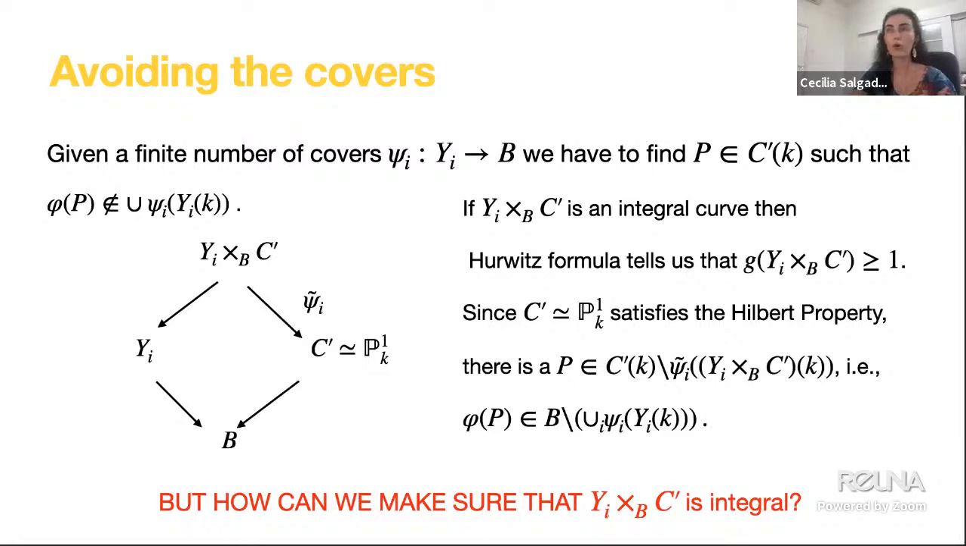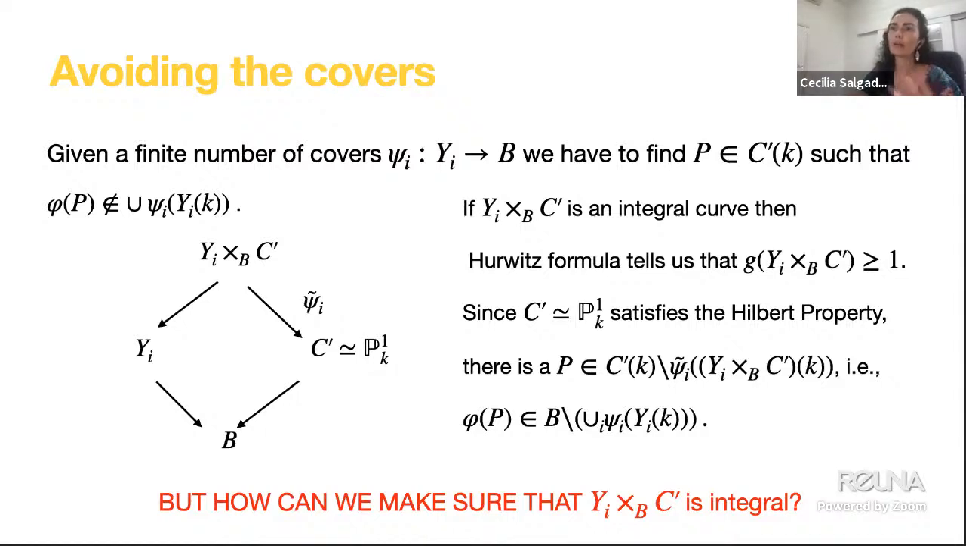Okay, so to avoid the covers, I somehow changed the map. I call it C now. So I have psi, the maps from Y_i to B, and I have to find a point P in C prime, where C prime lies in the pencil spanned by C, such that phi is the same one from the first slides when I was doing base changing. Phi of P is not in the image, okay?